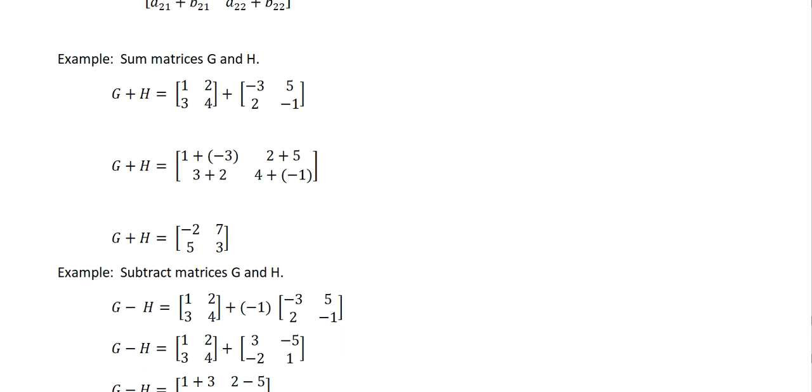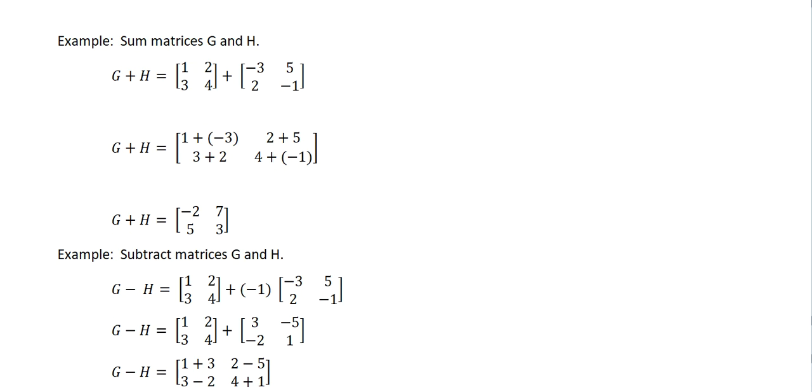We're going to sum the matrices G and H. We're going to stick with G and H. G and H are going to have their same definition. So G is the 2 by 2 matrix 1, 2, 3, 4. 1, 2 in the first row, 3, 4 in the second row. Okay, and H is going to be minus 3, 5 in the first row, and then 2, minus 1 in the second row. So we're going to do a couple of examples, and these are going to stay the same. So you can come back up here and you'll look at what G and H actually are.